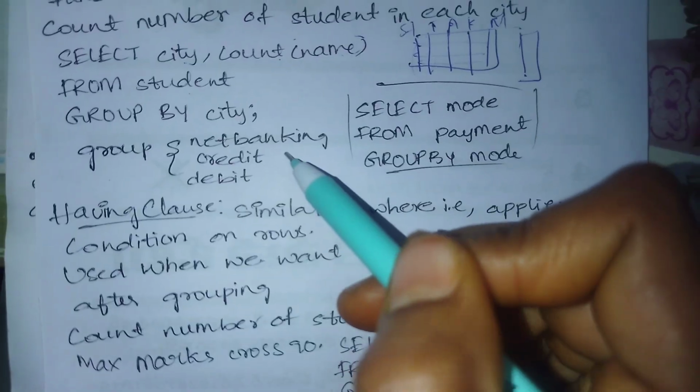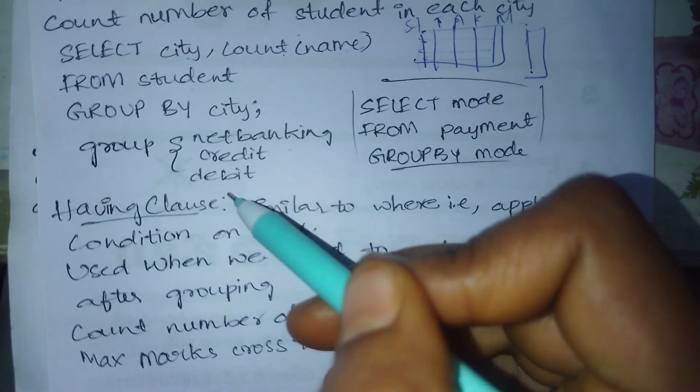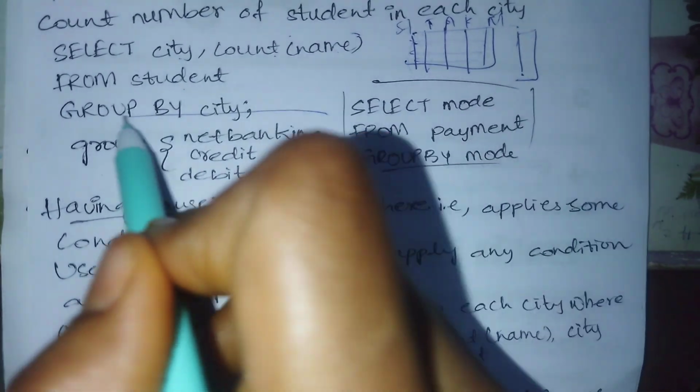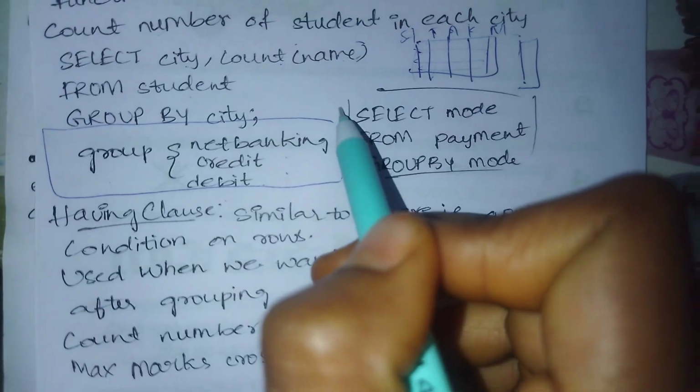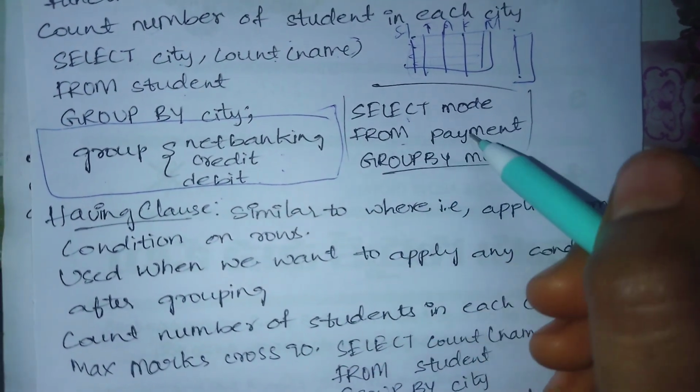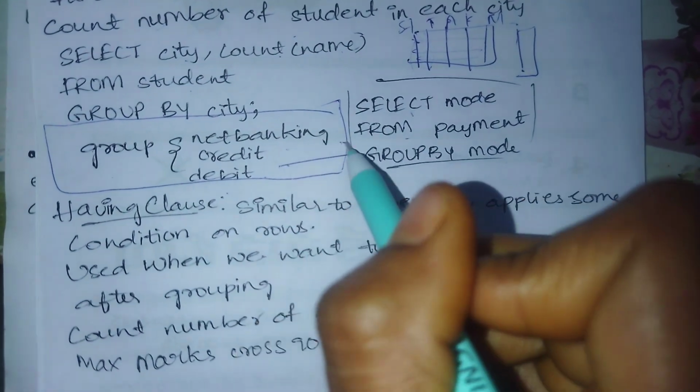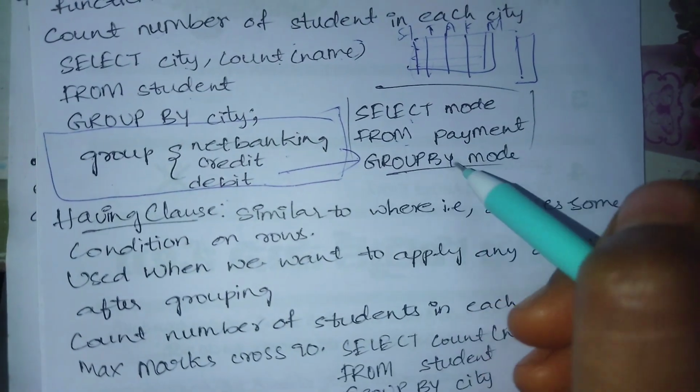Group. It can be net banking, credit, debit. We will group the values. Select mode from payment, where we use these categories. Group by mode.